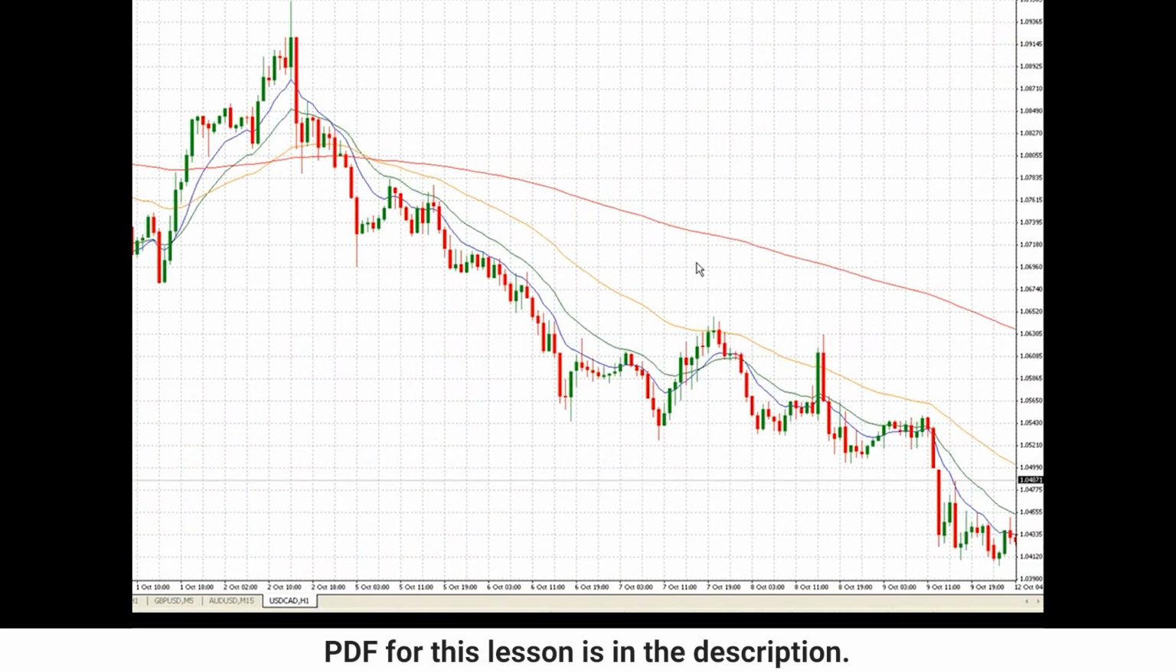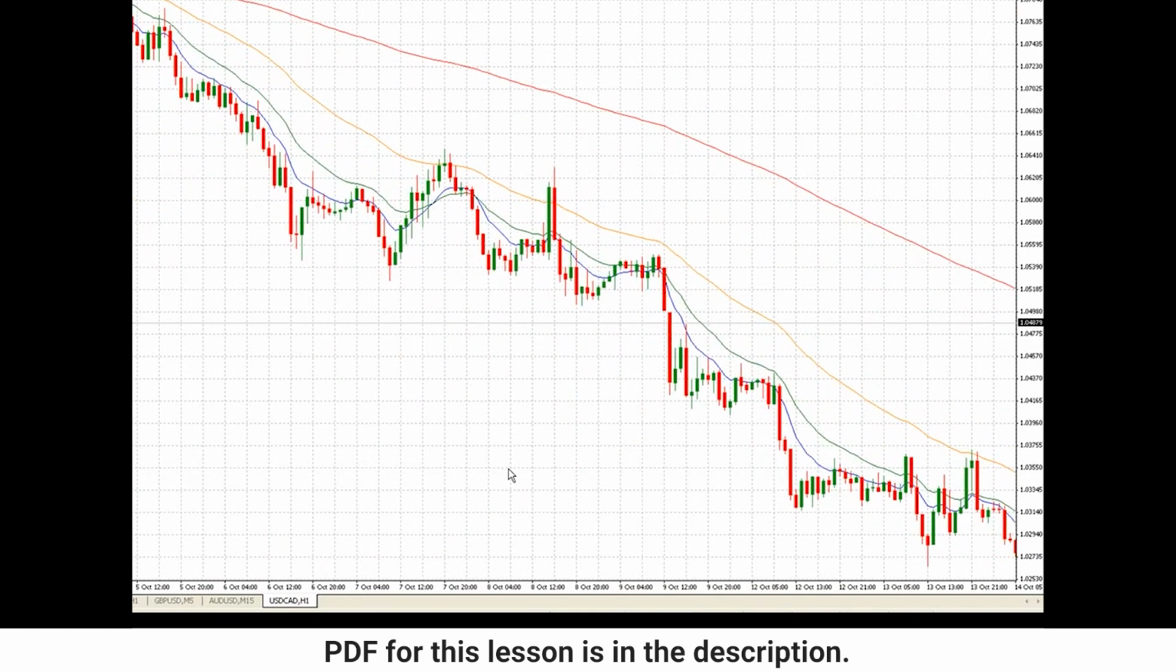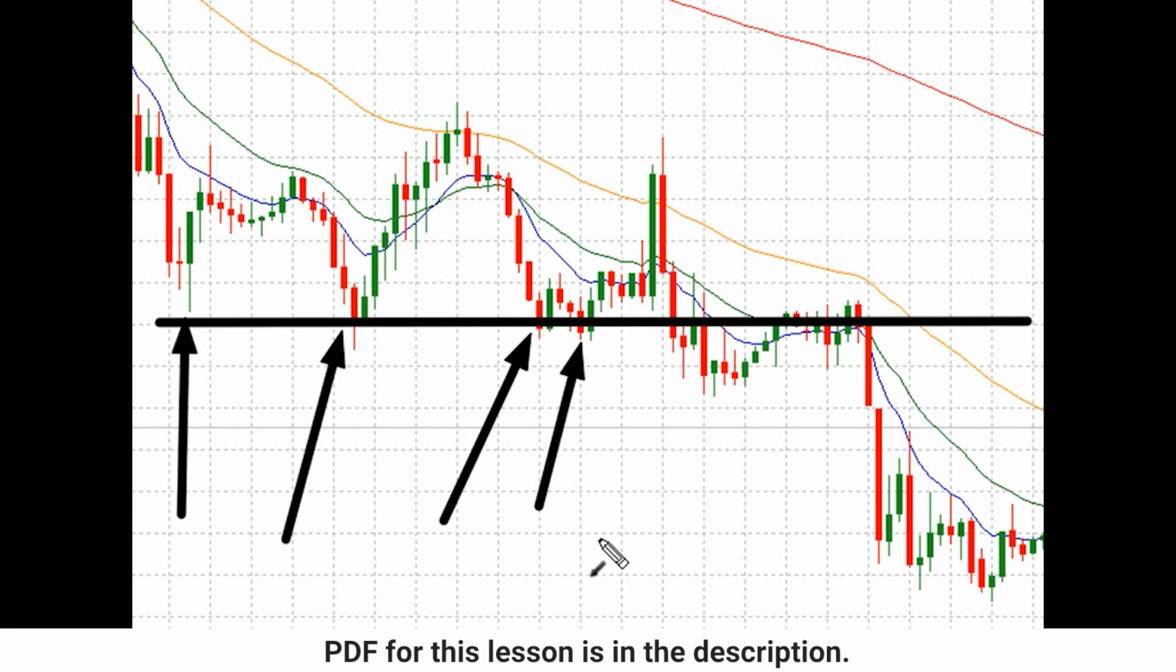Let's take a look at another example. This is US dollar against Canadian dollar on the hourly time frame. Okay, so can you see anything here? What about this area right here? Now we've got a bit of a thick line here, but you can see what we're trying to point out. Price actually comes to a specific area and constantly bounces off. It can't break down through it.